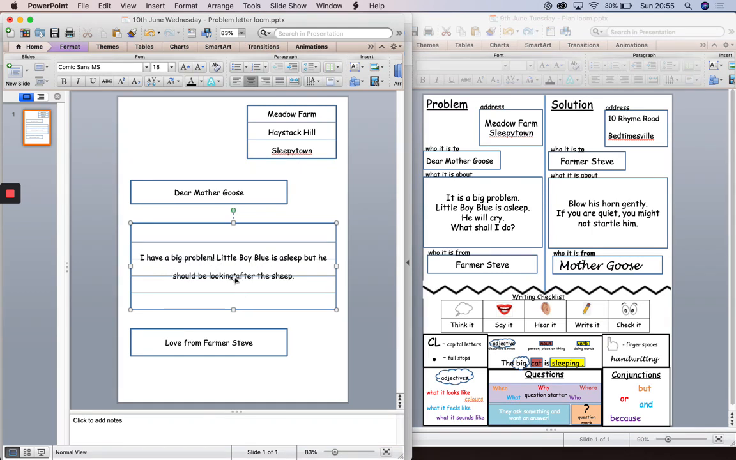I'm just going to do that. I'm going to get rid of these so it's a bit easier to see. You obviously won't be deleting your lines, it's just so you can see mine. So I'm going to go back. It is a big problem. Tick, I've done that sentence. Little Boy Blue is asleep. Tick, done that sentence.